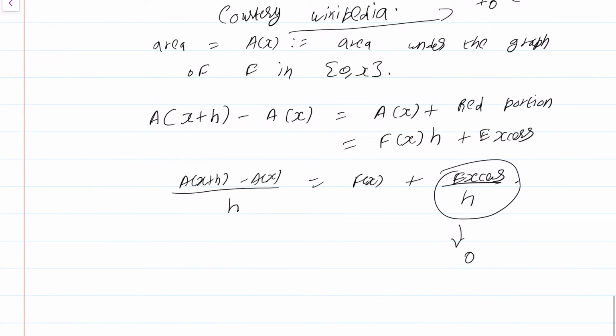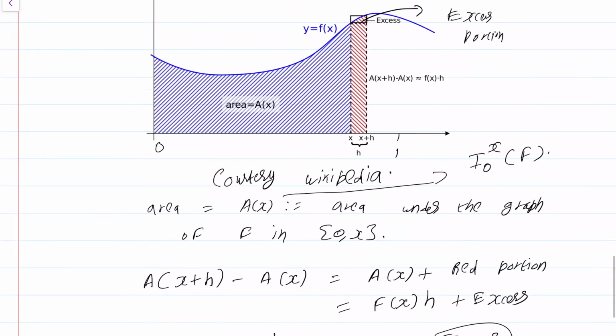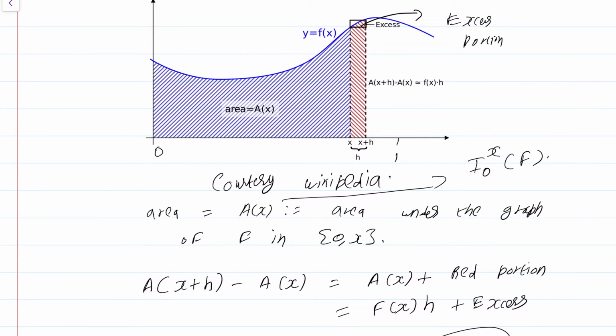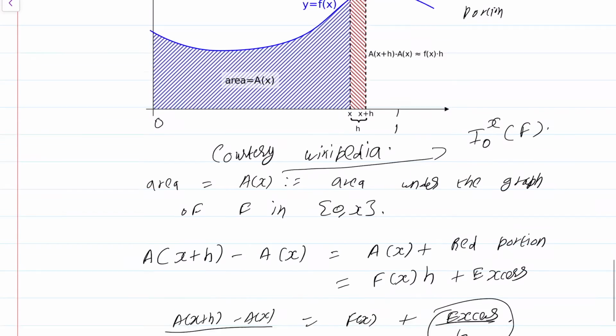And what is really happening is, by continuity, this goes to 0. This goes to 0 as h goes to 0. That's essentially the entirety of the proof. And the rigorous justification that the excess portion divided by h does indeed go to 0 is what we have just presented.